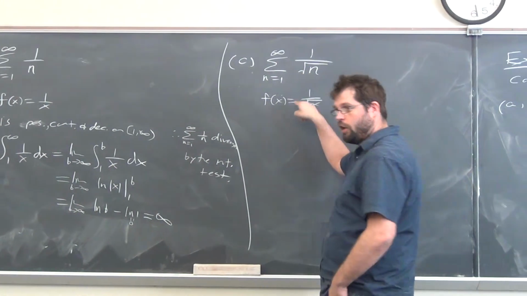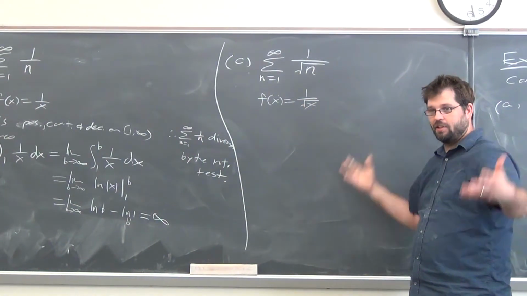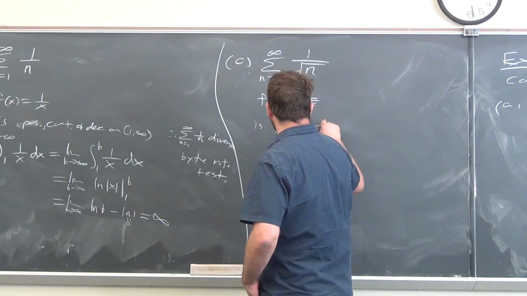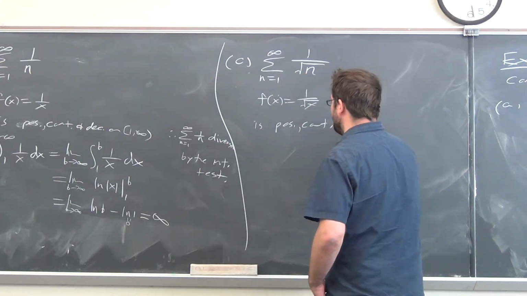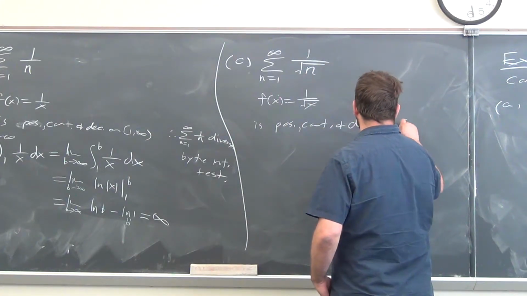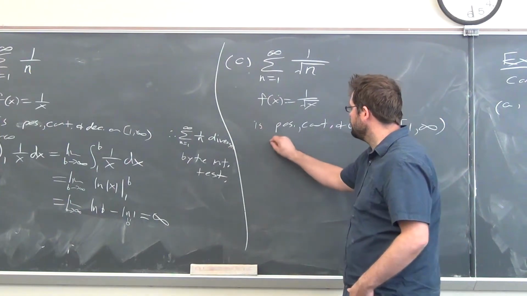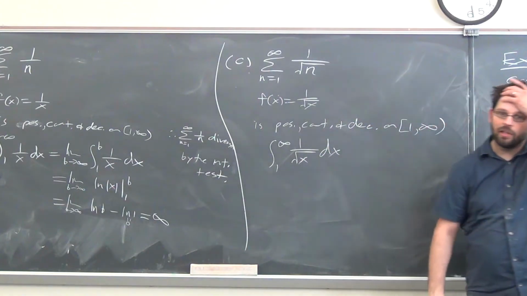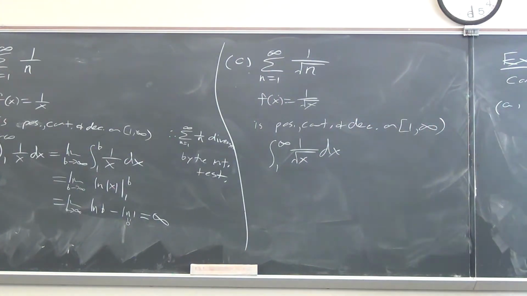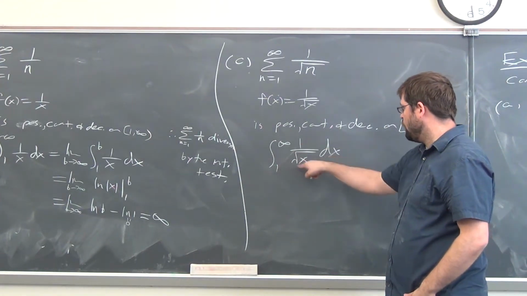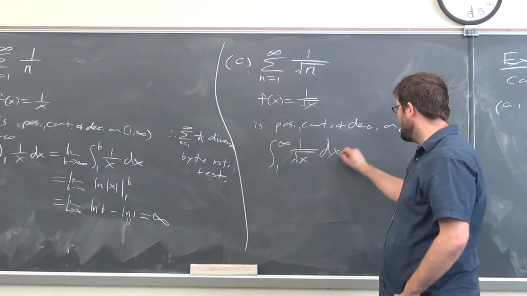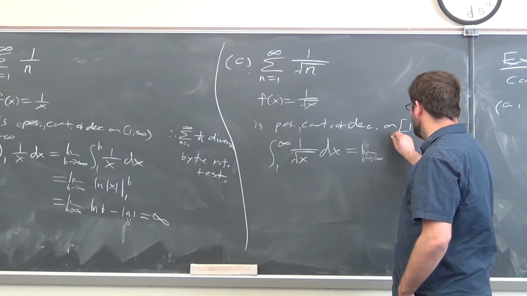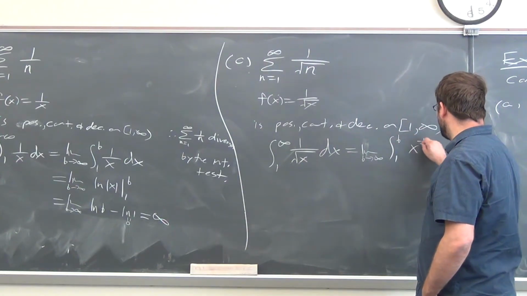Again, it's 1 over stuff, and as that stuff gets bigger, it's going to decrease. And so it's positive, continuous, and decreasing on 1 to infinity. Again, then we look at that integral from 1 to infinity of that function. That's 1 over the square root of x, which is x to the negative 1/2. Throw in the limit here, so 1 to b, and it's just x to the negative 1/2.